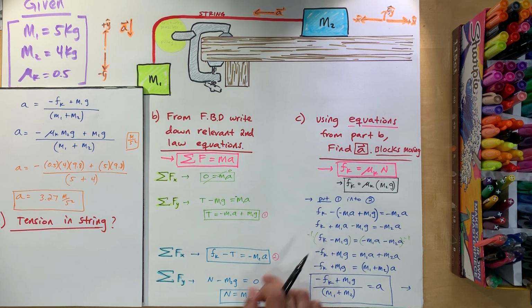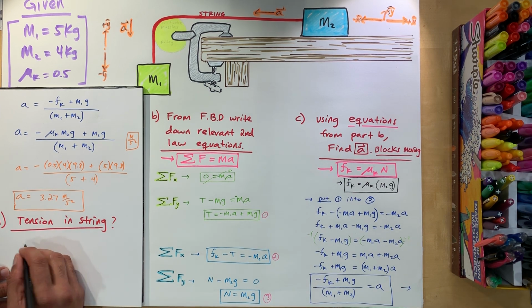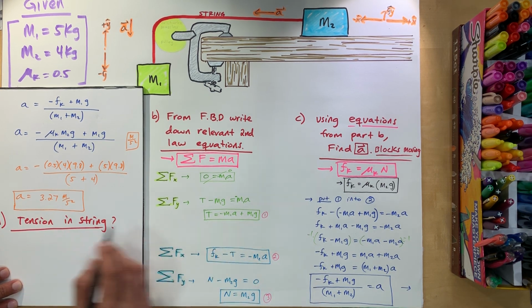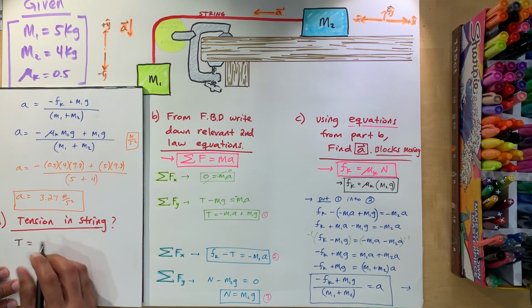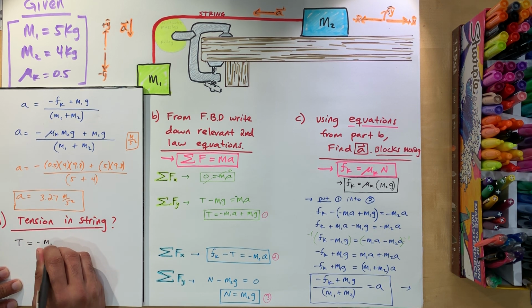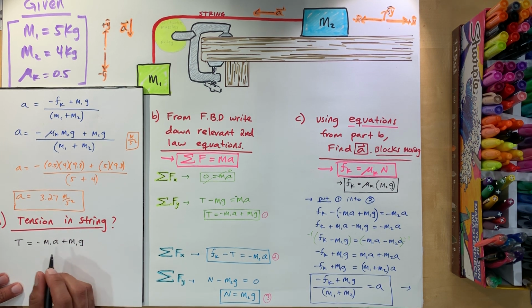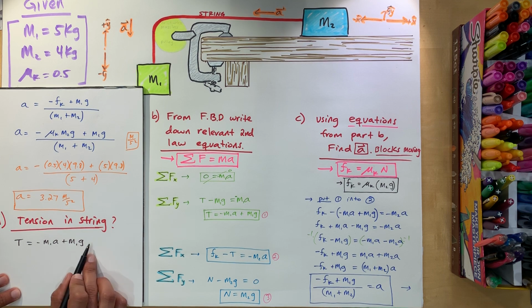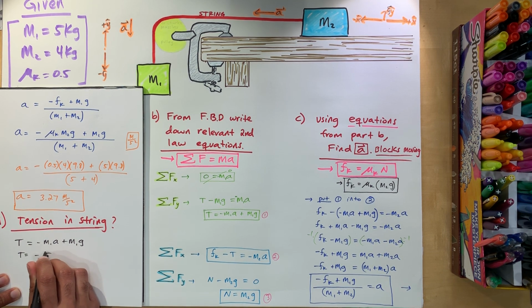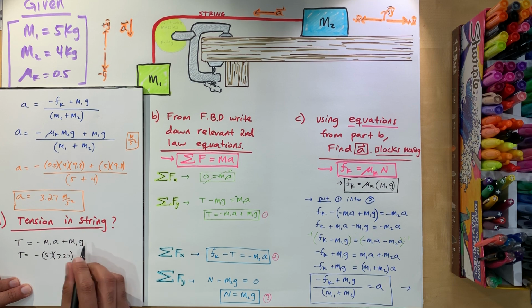So let me just put both equations next to each other. So I'm gonna do one first. So one, we got tension is equal to negative M1A plus M1G. If we fill out all the values that we know, we got M1, which is 5 kilograms. Acceleration, which we just found, 3.27 meters per second squared, plus M1, which is 5, and 9.8.